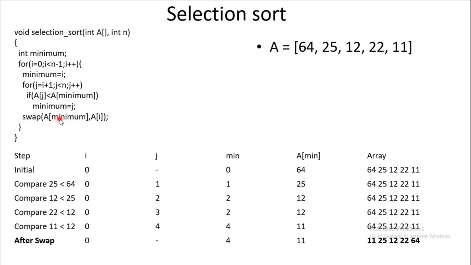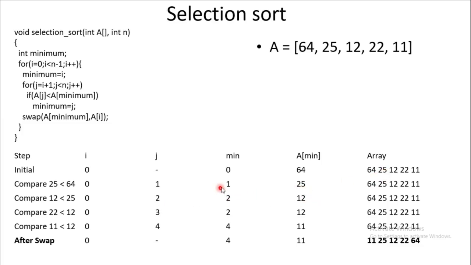Now, let us see this particular thing with an example. So our input array is containing these 5 elements: 64, 25, 12, 22 and 11. The first element is considered as the minimum one and its index is 0. So min will contain the index 0. Now this is getting compared with 25. Okay, so 25 is less than 64.